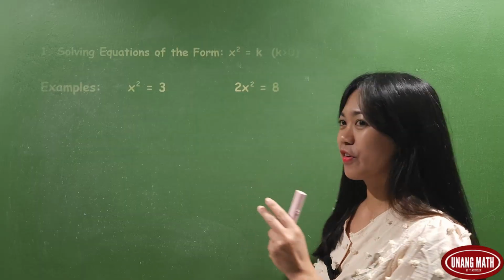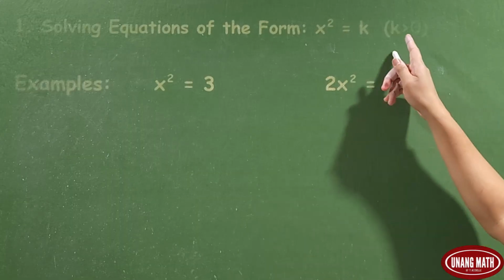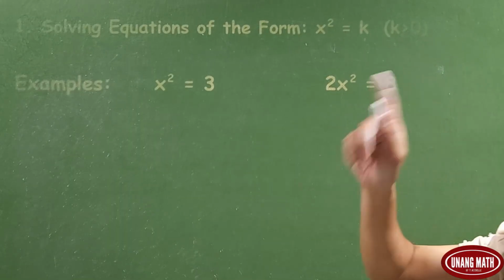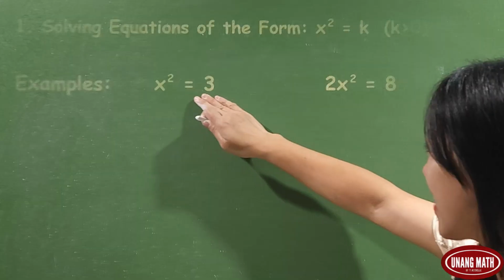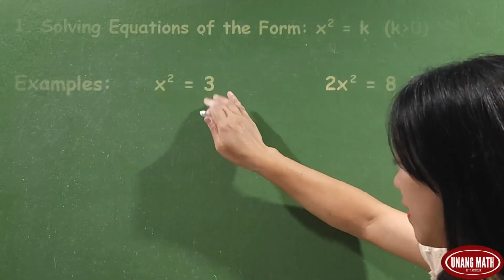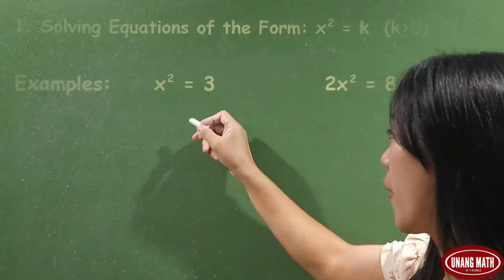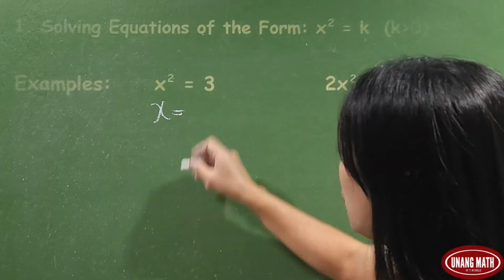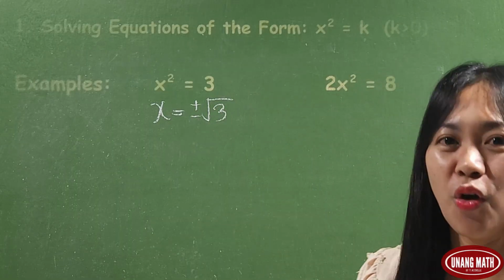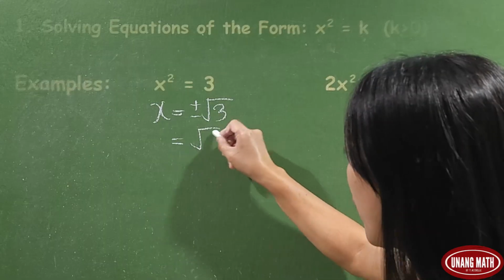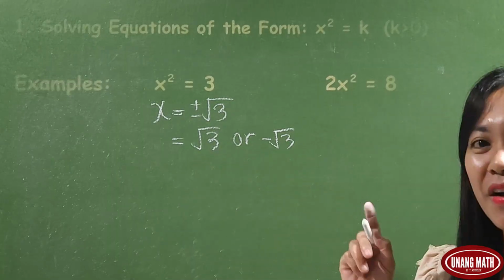Okay, let's start with this first form. We have here x squared is equal to k. The value of k must be a positive number because any number squared is always positive. Example, x squared is equal to 3. To solve this, we have to remove this exponent 2, or get the square root of x squared. So it would now be x is equal to positive or negative square root of 3. Or we can write this as square root of 3 or negative square root of 3. So these are the solutions.